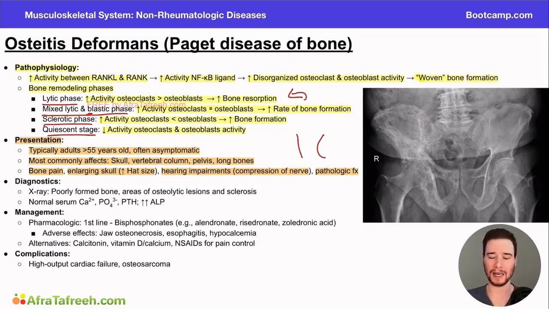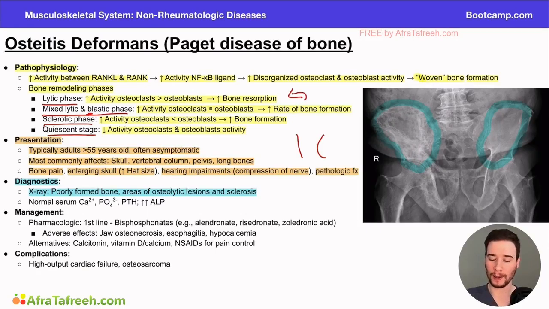Now, when we think about our diagnostics here, really important to keep in mind that an x-ray is going to show poorly formed bone with areas of osteolytic lesions and sclerosis. Really nice image over here, very classic finding. If you draw your attention to the right pelvis and you compare that to the left pelvis, notice over here it's very smooth, it's very contoured, but over here it looks very sclerotic. It looks like there's maybe some lytic lesions as well. It's very disorganized, the bone formation, and it just doesn't look nearly as clean as the left side. This is very classic of patchy disease of the bone, where you're seeing sclerosis and trabeculations on the x-ray imaging itself.